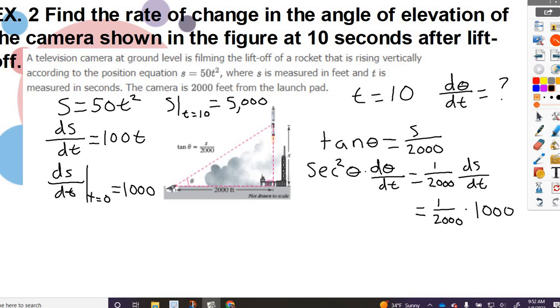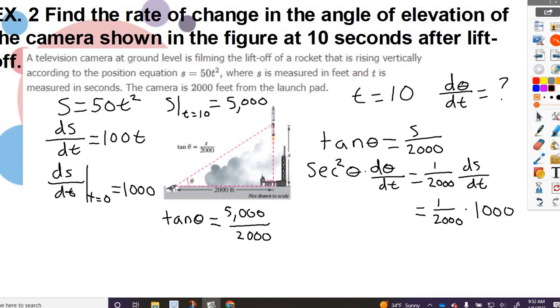Like I said, there's a lot of moving parts on this one. None of it's necessarily super difficult. It's just having to use the information that they gave us. So I have tangent of theta equals 5,000 divided by 2,000. So we end up with 5/2.